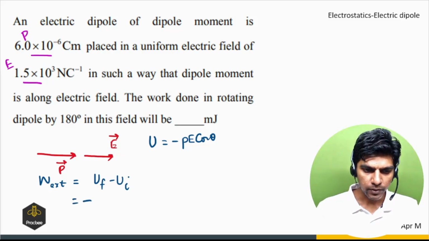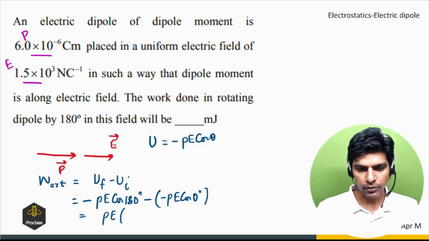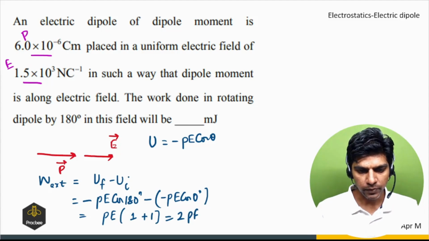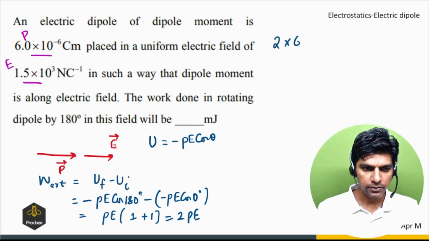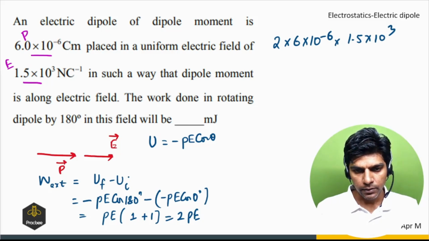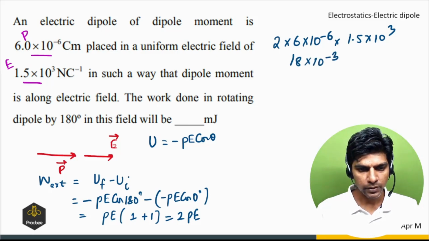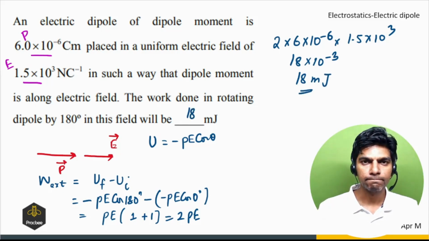So the final potential energy will be minus PE cos 180, and the initial potential energy is minus PE cos 0 degree. So it comes out to be PE will be constant and cos 180 is negative 1. So 1 plus 1. So it comes out to be 2 times PE. So let us put the values. 2 times 6 into 10 raised to power minus 6 times 1.5 into 10 raised to power 3. So it will be 18 into 10 raised to power minus 3. So 18 millijoules. So 18 is the answer, right?